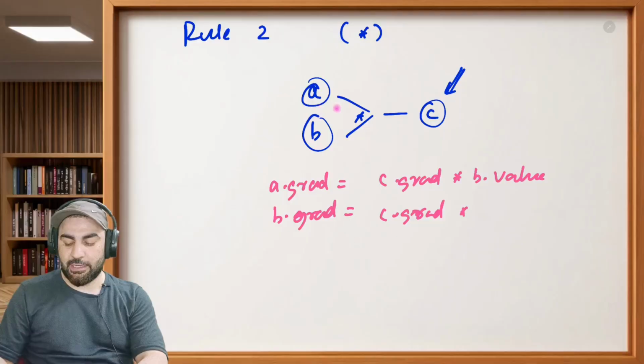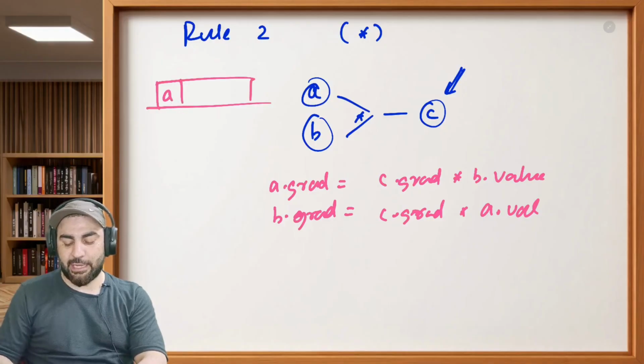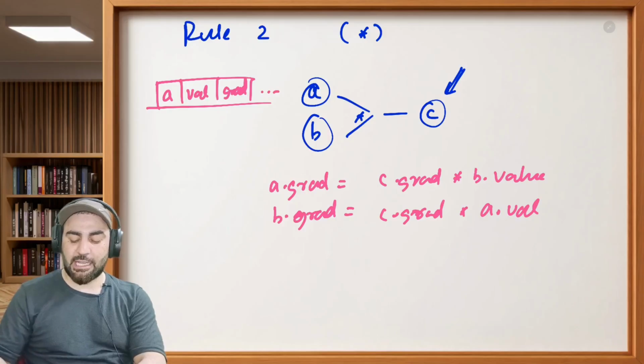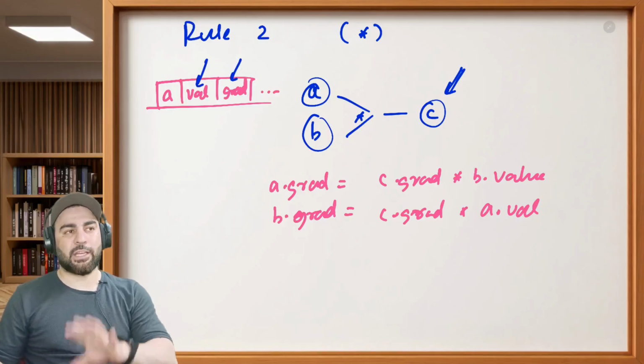The local gradient will be a.value, because you know that each of these nodes has a couple of important things. One important thing is its label, the name of the node, and then we have its value, and then we have its gradient, and there are still other things, like children, what are the children of this node, and stuff like that. But these are the things that we use in backpropagation: we use the value and the grad. So this is rule number two, in case of multiplication.